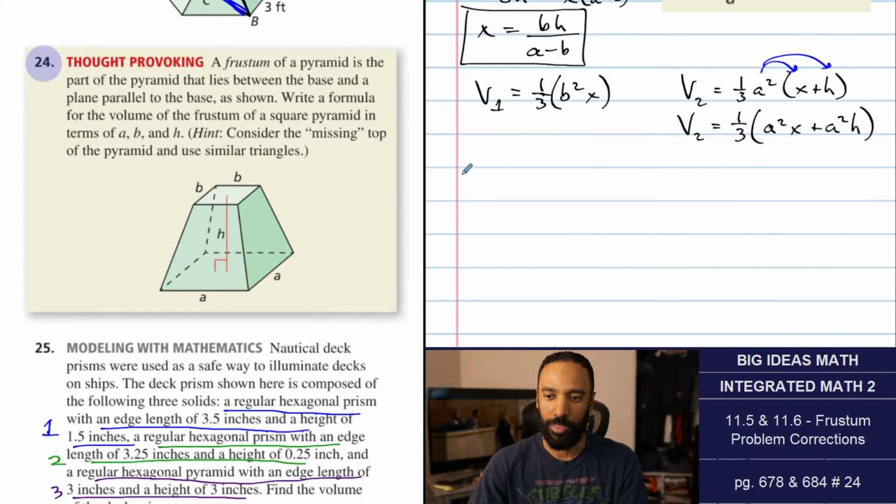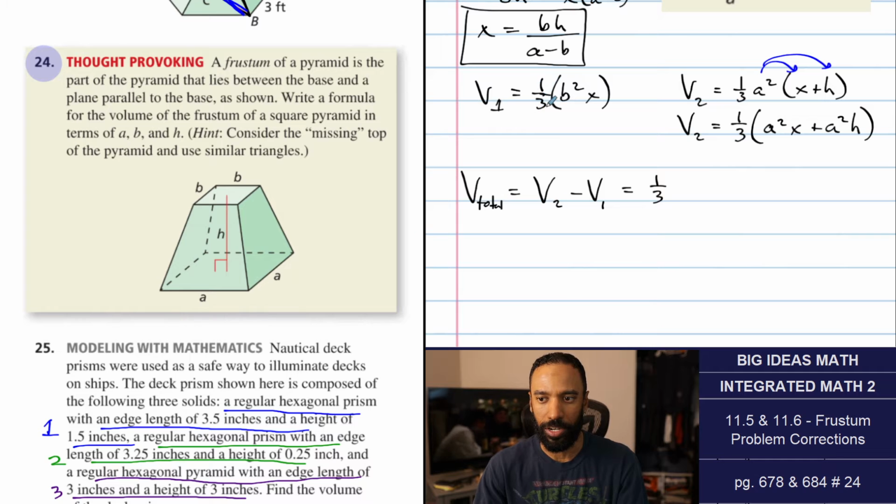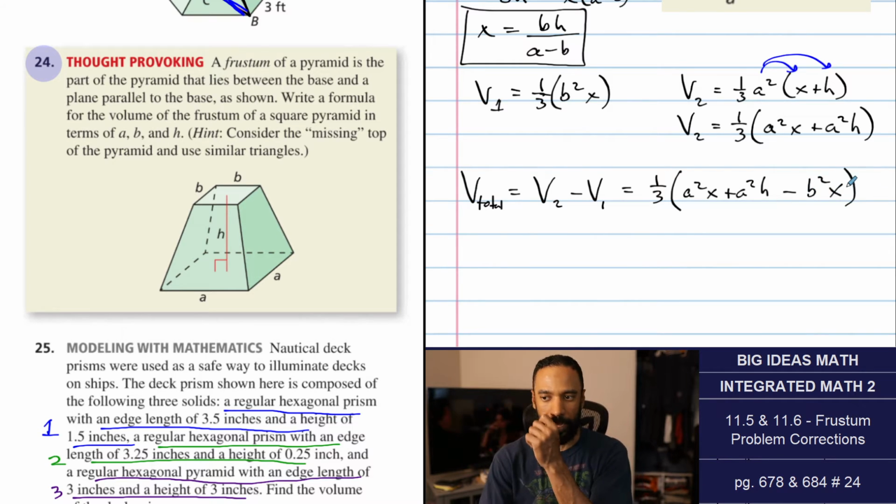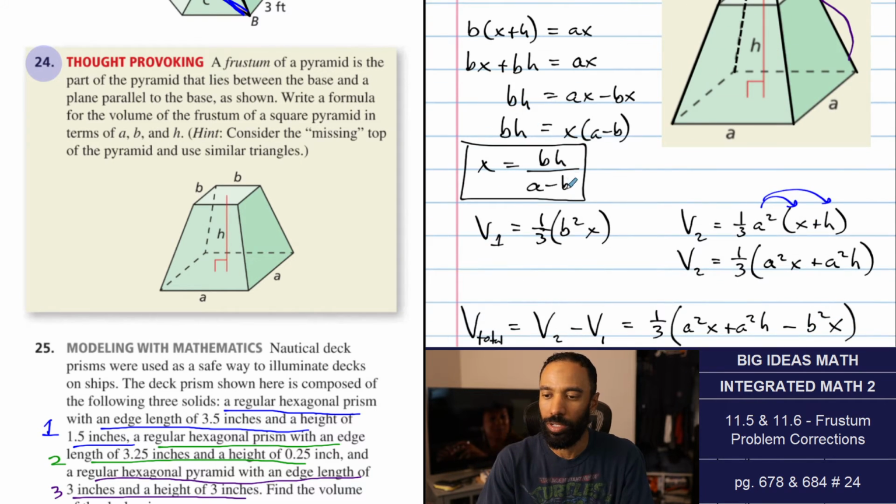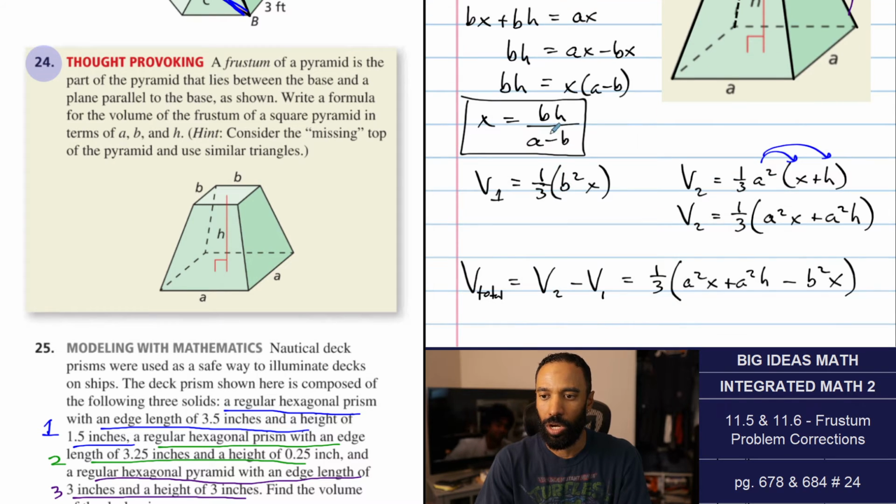So when I want to find the volume of the total, and after I write total here this time, after that I'll just write v, we're going to take the volume of the bigger guy minus the volume of the smaller guy, which means we got to do 1/3 of, and this is where 1/3 is a common factor, here and here. You're going to hear all the same things for the volume of a cone, by the way, except there'll be pi in it. A squared x plus a squared h minus b squared x. Now this looks a little uneven right now, but don't forget that x has a whole thing to it. B times h over a minus b.